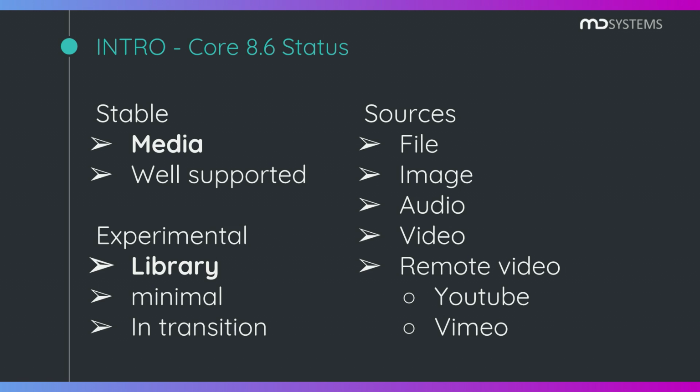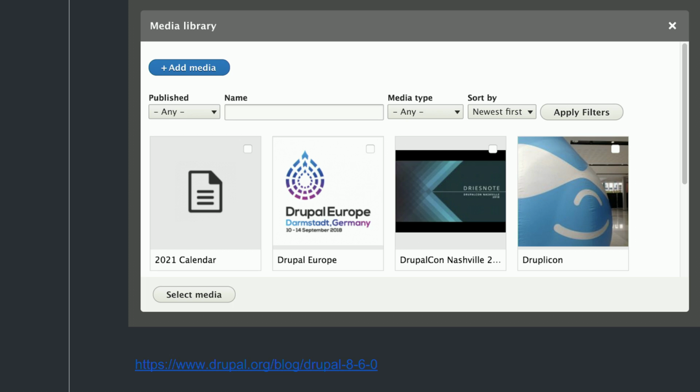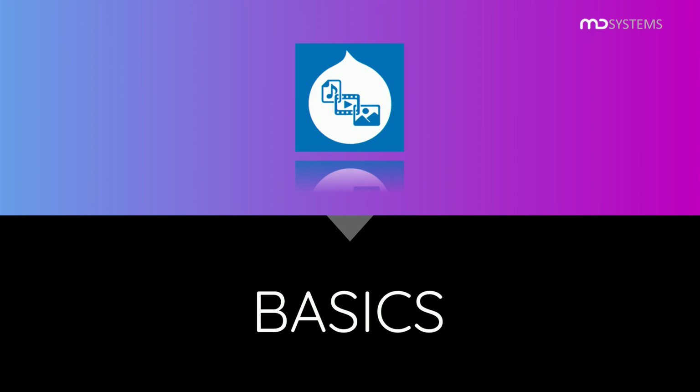So if we look at 8.6, we have the media which is stable. We have the library which is experimental currently. And it's a very minimal solution, which is really limited and not extensible. It still supports a variety of sources, what core provides, but for everything else we need a lot of contrib. And this is how it looks like. So you cannot really change how this library works. I guess everyone who is following the recent core updates has seen this already.